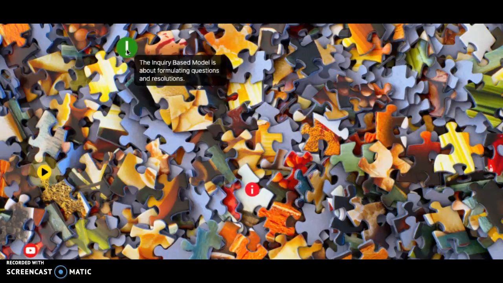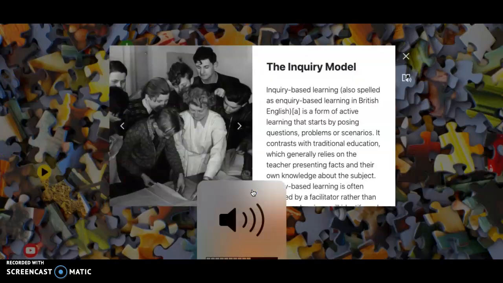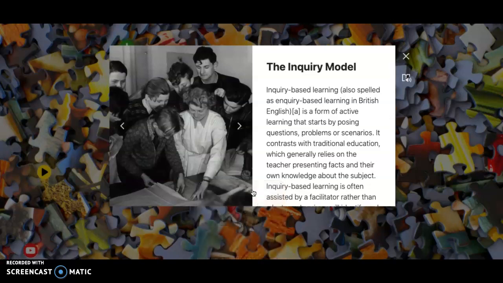First, if you click on this green button, it says the inquiry-based model is about formulating questions and resolutions. The next one is here. The inquiry-based model is about formulating questions and resolutions. It is described as a cycle or spiral that has 5 steps.